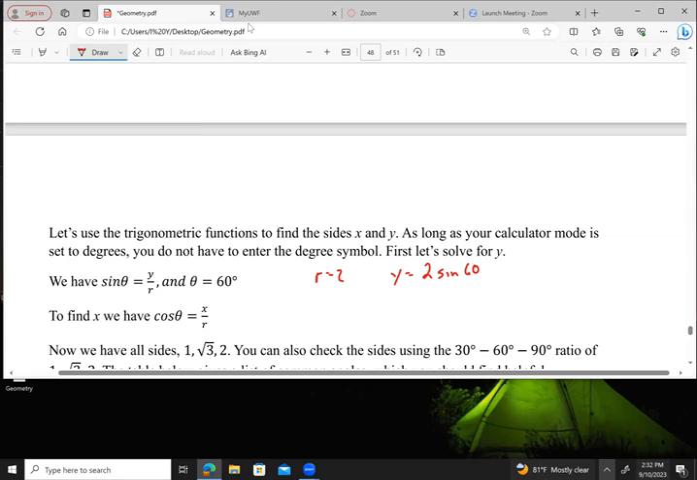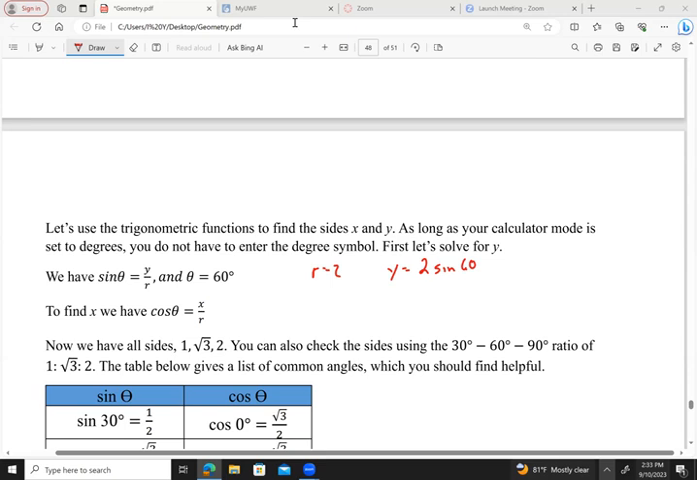I believe my calculator is not in degrees. Okay, so now that I have it in the right mode, we hit 2 times the sine of 60 and we get 1.732, and I'll stop there. So now to find x, same thing. X is equal to 2 times the cosine of 60. So 2 times cosine 60. And that is 1.